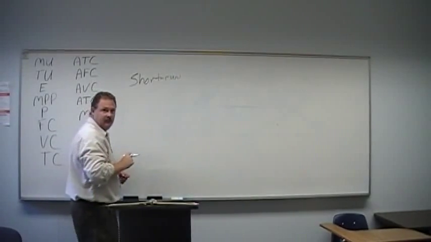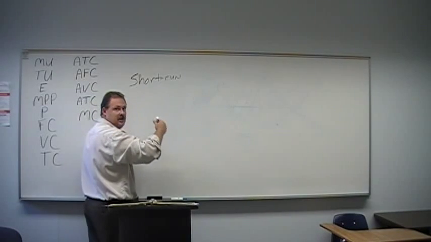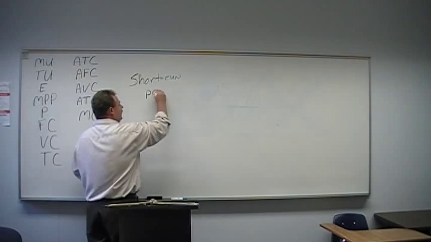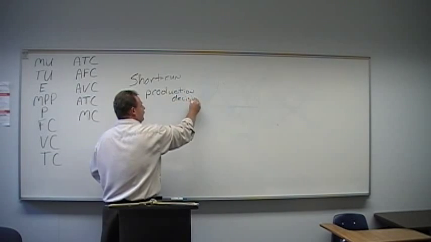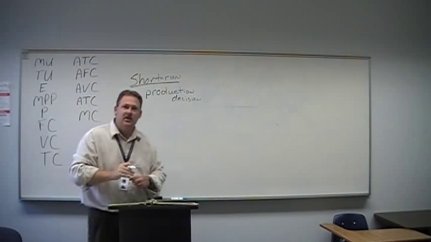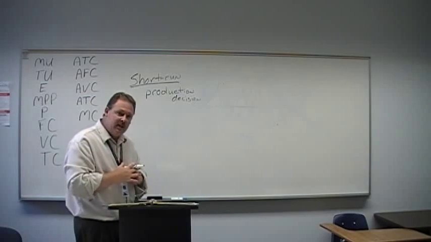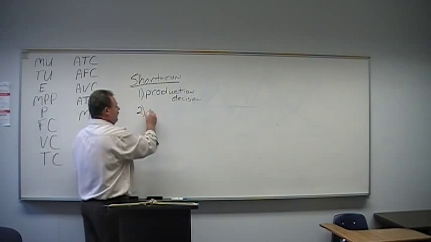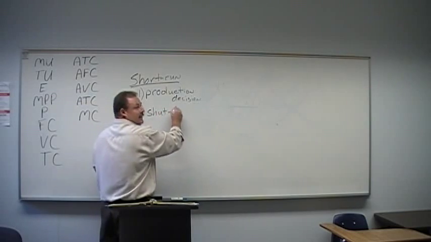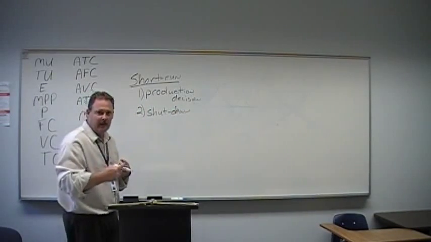Short-run decision. There are two short-run decisions that we will be covering in this three-chapter segment. The first is the production decision. The production decision is how much to produce. That is one of the main decisions that companies make. The other short-run decision that's out there is the shutdown decision. Shutdown is when to close your doors, stop operating.